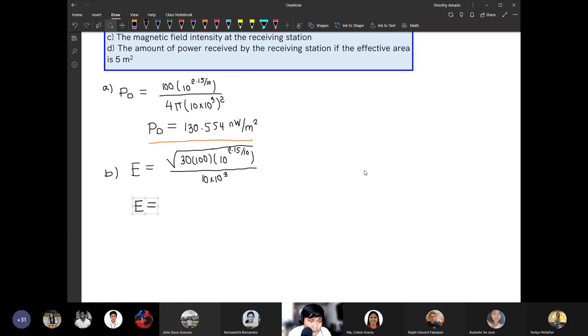So we have 7.02 millivolts per meter. Okay, letter C, magnetic field intensity.